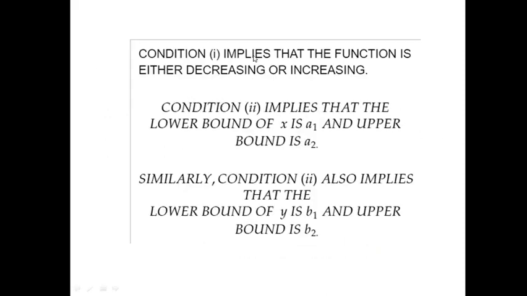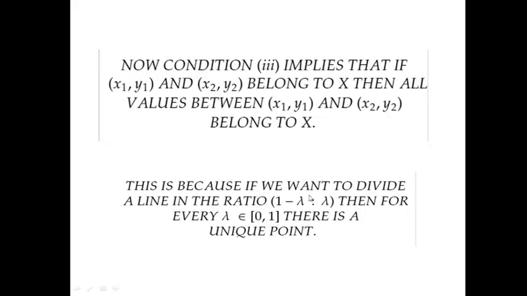See, condition 1 implies that the function is either decreasing or increasing. We have done this. Condition 2 implies that the lower bound of x is a1 and the upper bound is a2. Similarly, condition 2 also implies that the lower bound of y is b1 and the upper bound is b2. Yes, we have done this. Condition 3 implies that if (x1, y1), (x2, y2) belong to X, then all values between (x1, y1) and (x2, y2) belong to X. Yes, this also we have done.